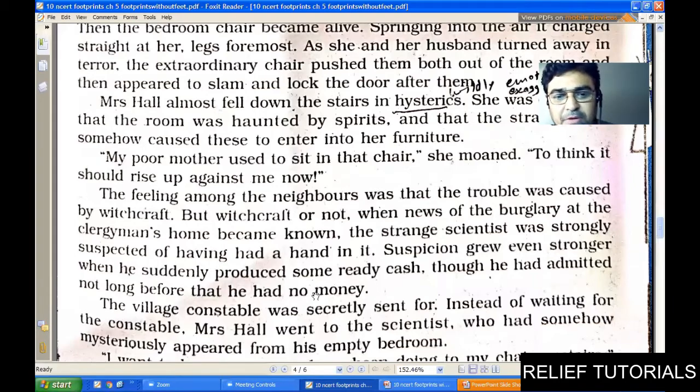But witchcraft or not, when the news of the burglary at the clergyman's home became known, the strange scientist was strongly suspected of having had a hand in it. His involvement had been suspected by the people. Suspicion grew even stronger when he suddenly produced some ready cash. The suspicion was stronger because the other day he was talking about the check to come and didn't have money.